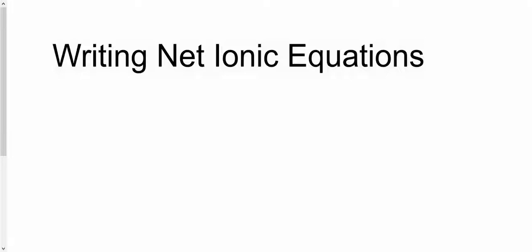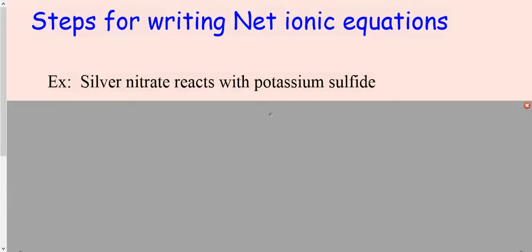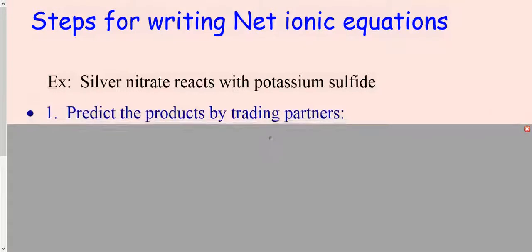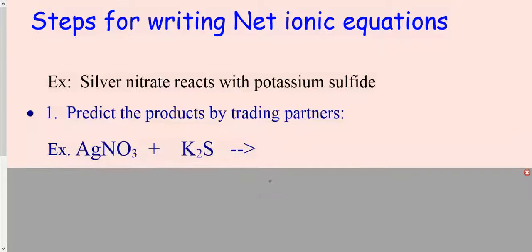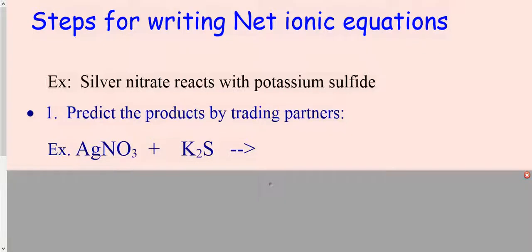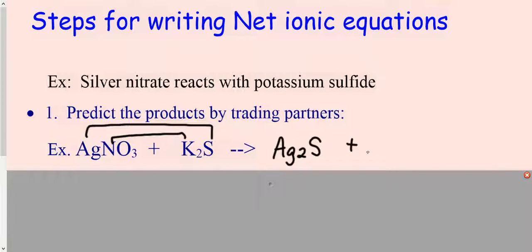Writing net ionic equations. We're going to focus on precipitation reactions first. Steps for writing. For example, this is what you would be given. You would be asked to write the net ionic equation for silver nitrate reacts with potassium sulfide. First thing, predict the products by trading partners. So, silver nitrate reacts with potassium sulfide. You'll put silver with sulfide, potassium with nitrate. Don't forget to cross over your charges, so it's Ag2S plus potassium nitrate. They're both 1, so it's KNO3.